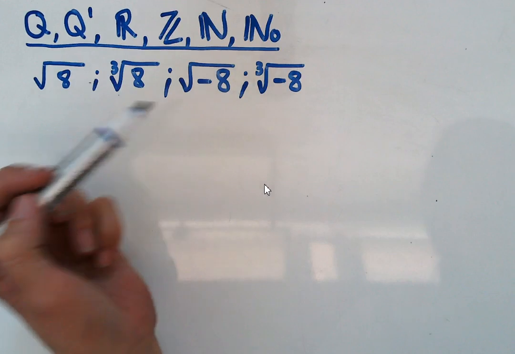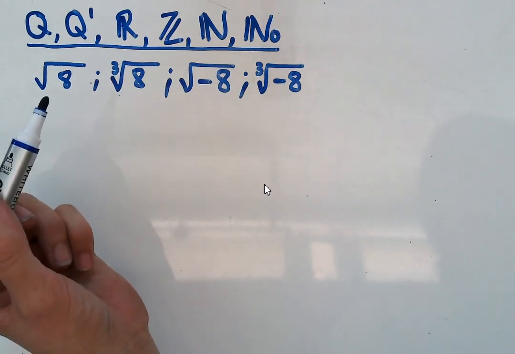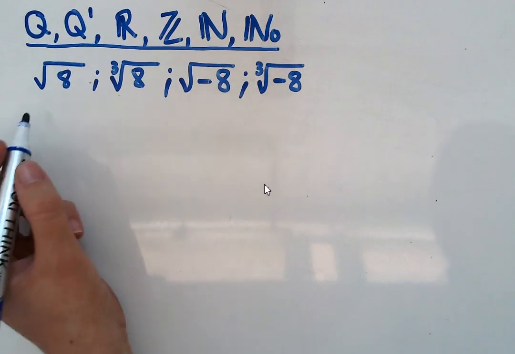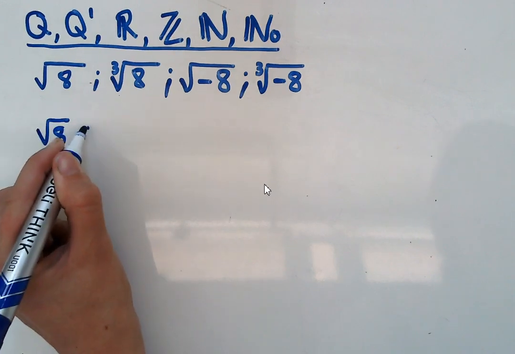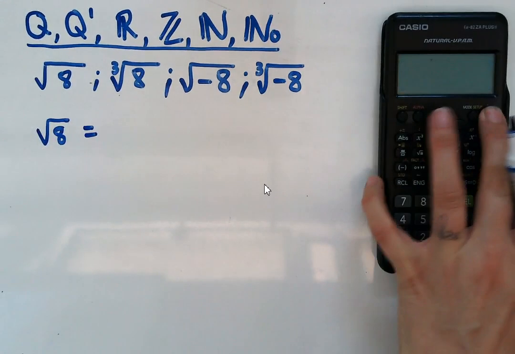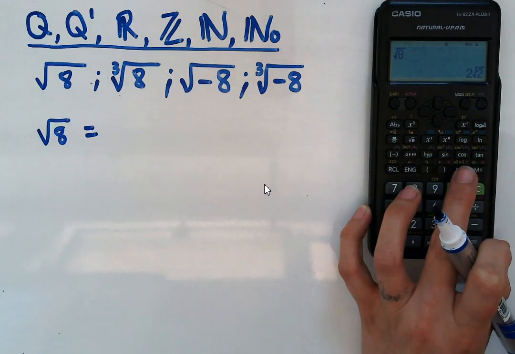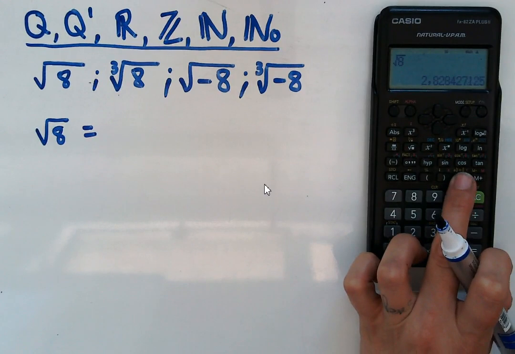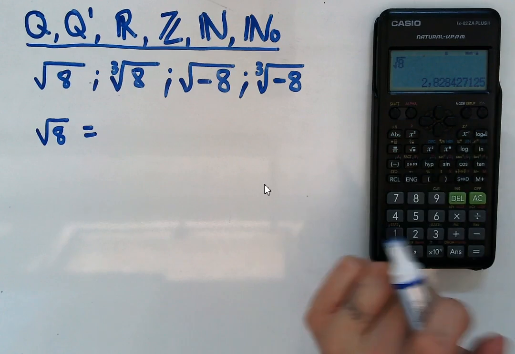So for instance, if I have these numbers, I think the safest thing is to type them into your calculator and see what you get, because that's going to help you there. So let's look at root 8. If I type that into my calculator, I get 2 root 2, which is that root form. If I want to make it a decimal, just press SD, and then I get 2.82 and so on.